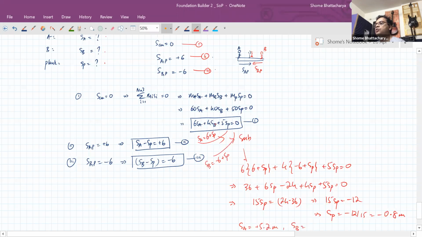Whereas SB will come out to be minus 6 plus SP. So that is minus 6 minus 0.8. So it's minus 6.8. So B has traveled a distance more than 6 meters, but in the negative direction.